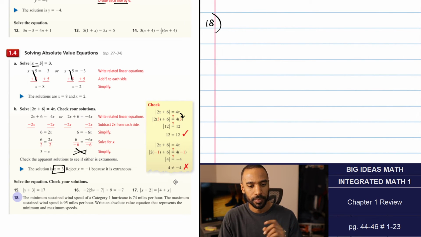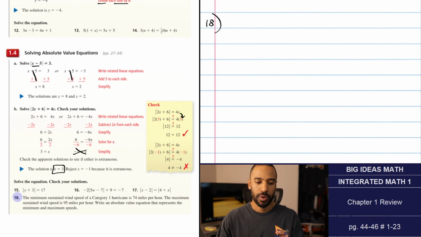All right, number 18 says the minimum sustained wind of a Category 1 hurricane is 74 miles per hour, minimum. The maximum sustained wind is 95 miles per hour. We're going from 74 all the way to 95. Write an absolute value equation that represents the minimum and maximum speeds.